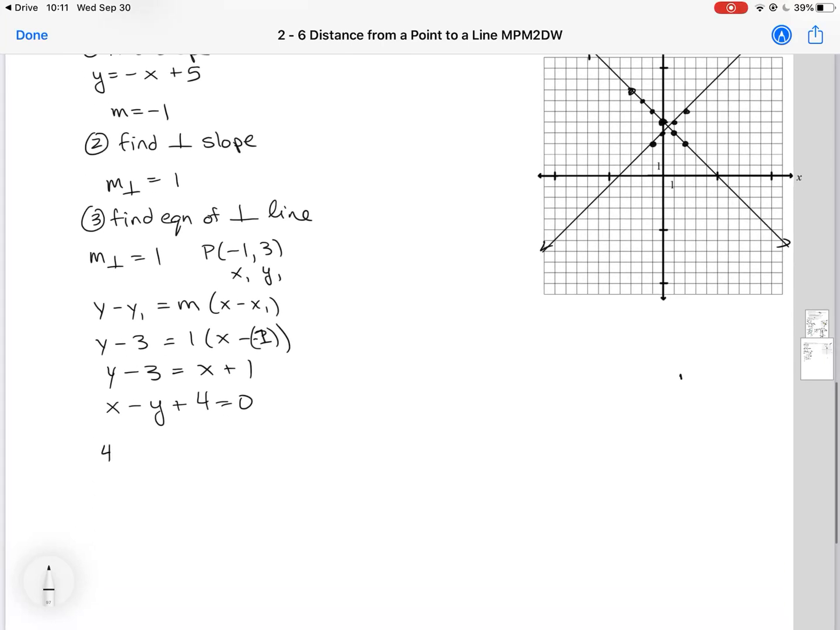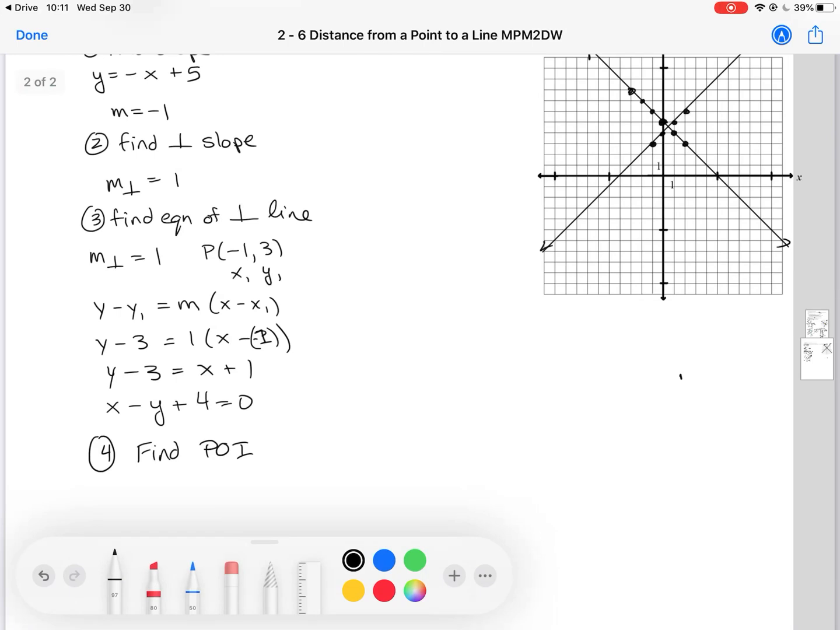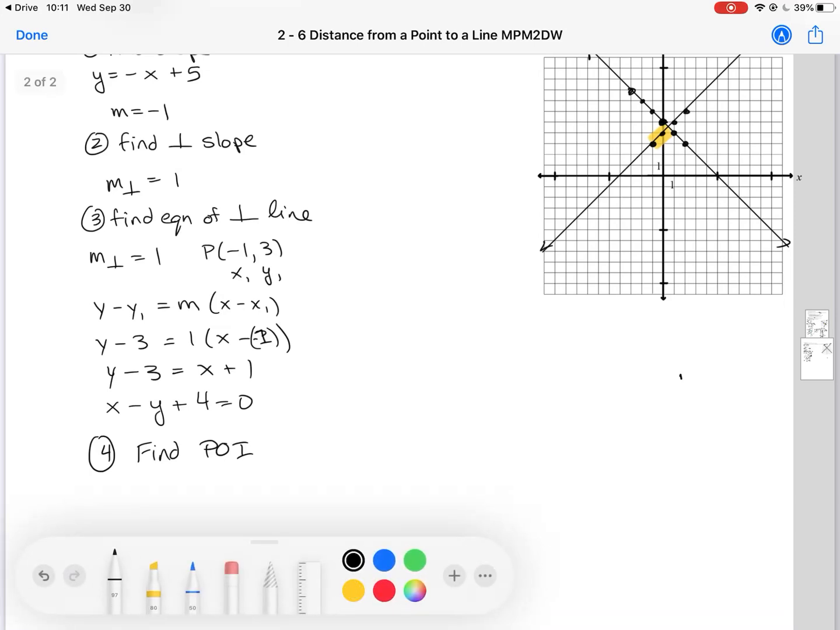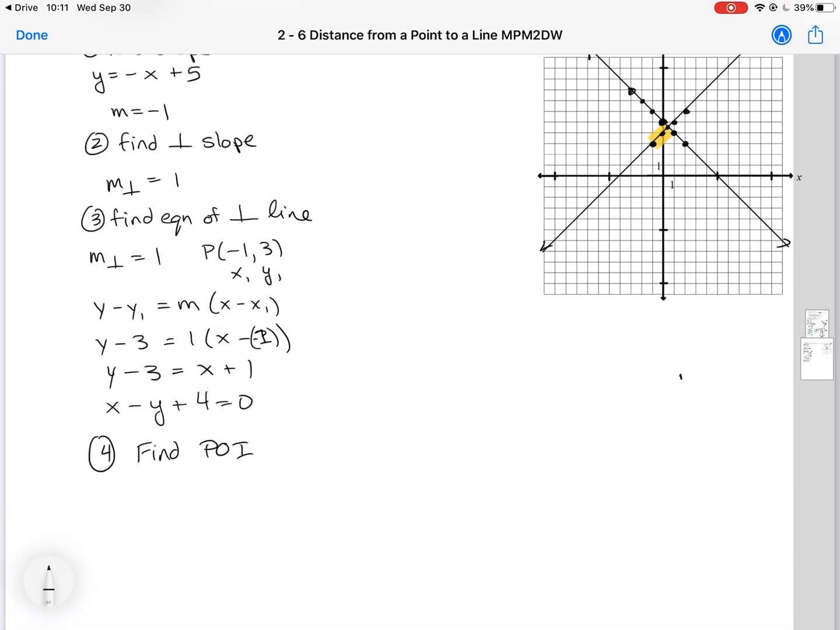If you remember from the first example, the next thing that I'm going to do is find the point of intersection. So why do I need the point of intersection? The part that I'm trying to find is the distance right here that I've highlighted in yellow. In order to do that, I need to know the two endpoints of that line segment. One of them is the point of intersection, and the other one is the point given in the question.